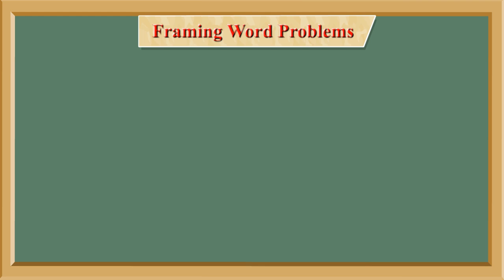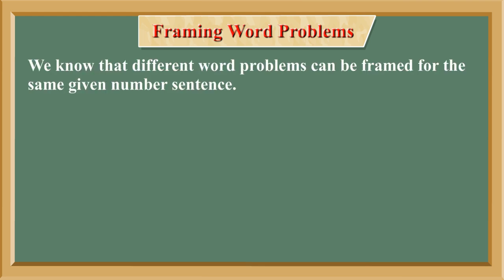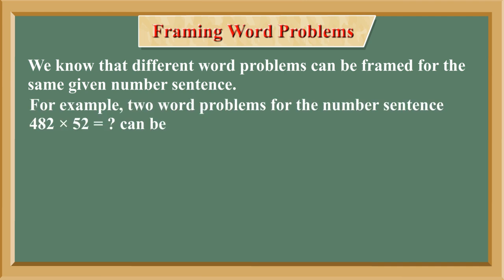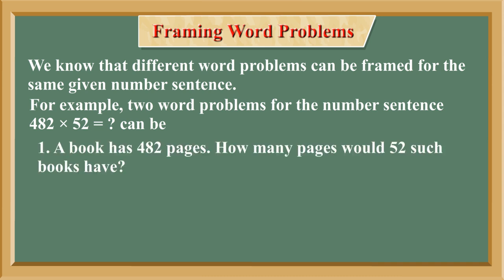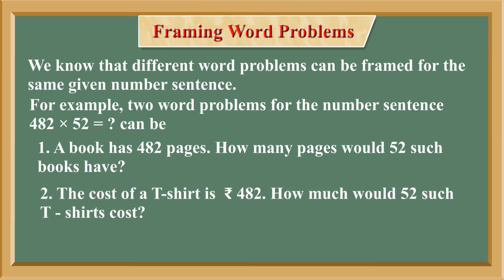Framing word problems. We know that different word problems can be framed for the same given number sentence. For example, two word problems for the number sentence 482 multiplied by 52 can be: First, a book has 482 pages. How many pages would 52 such books have? Second, the cost of a t-shirt is 482. How much would 52 such t-shirts cost?